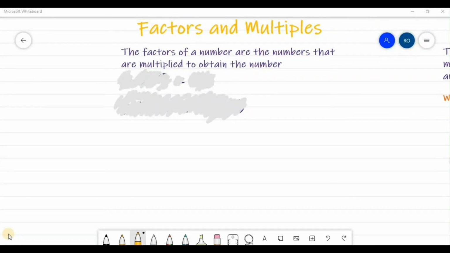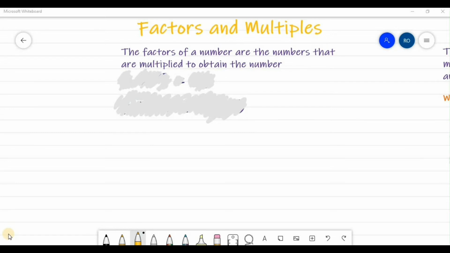Hi, today we're going to talk about factors and multiples. Let's have first factors. The factors of a number are the numbers that are multiplied to obtain the number. Meaning these are the numbers that when we multiply, we get another number.